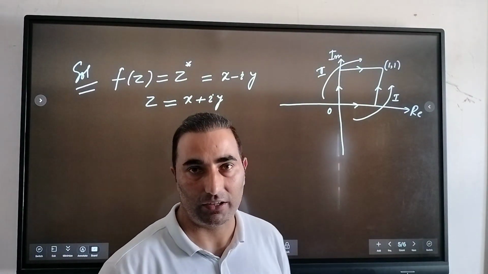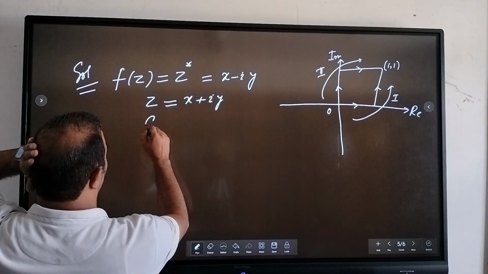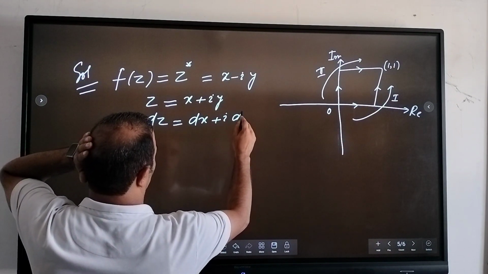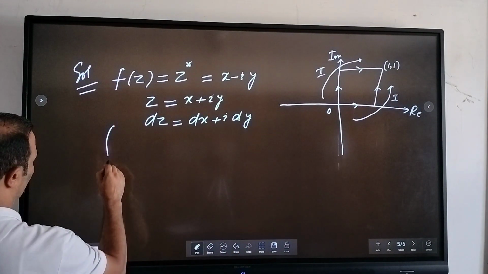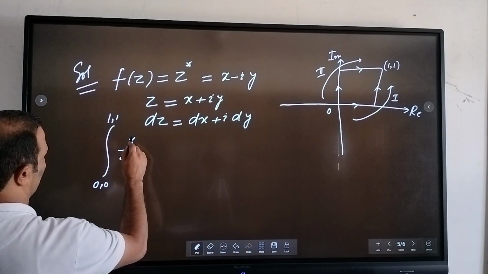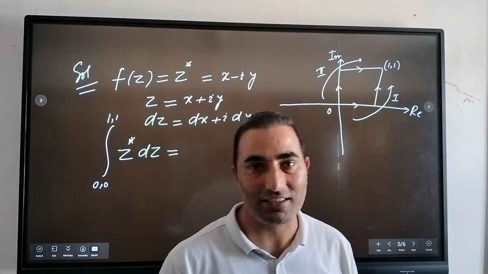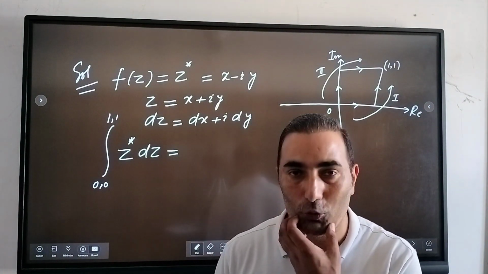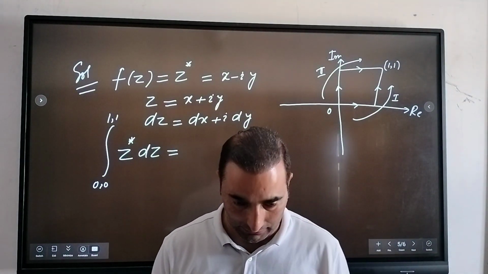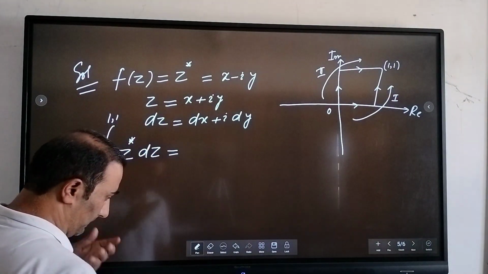So if we solve this integral, we need to solve for this z star here. And what about this dz? So what is dz? That will be dx plus iota dy. So we solve this integral from 0, 0 to 1, 1, of z star dz. Why am I taking this? Because I'm saying that our z star is not an analytic function. So what we should expect from this problem is that the integrals we calculate for two different paths are different. So we can calculate that.